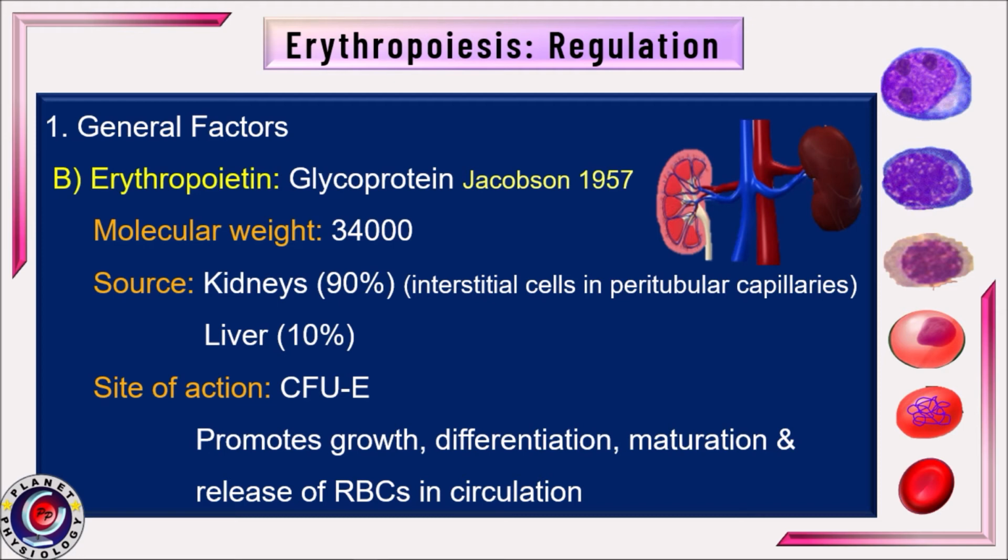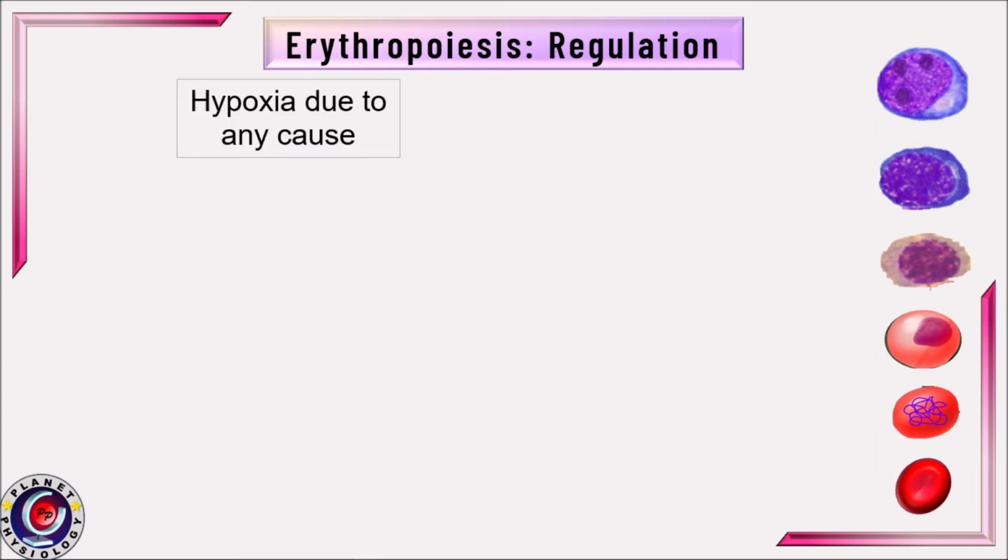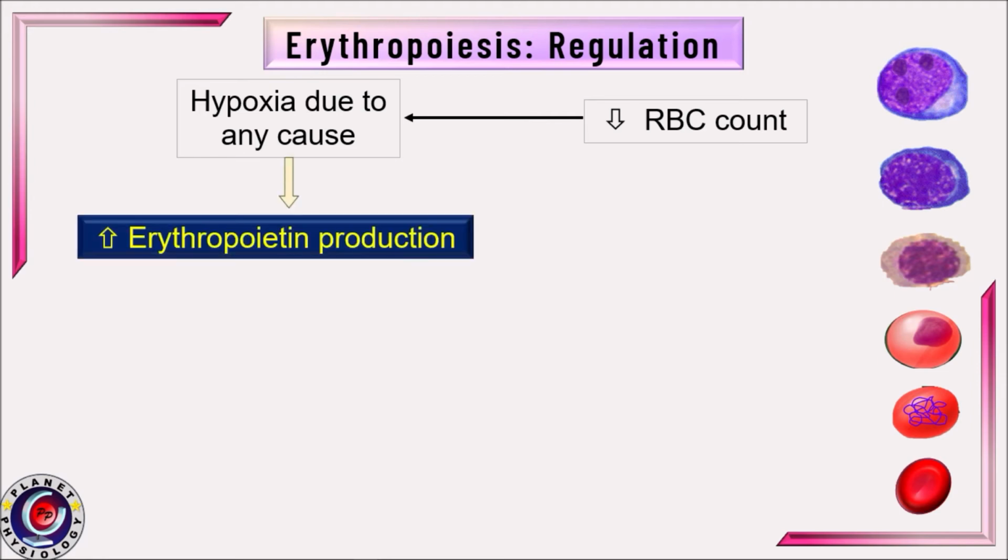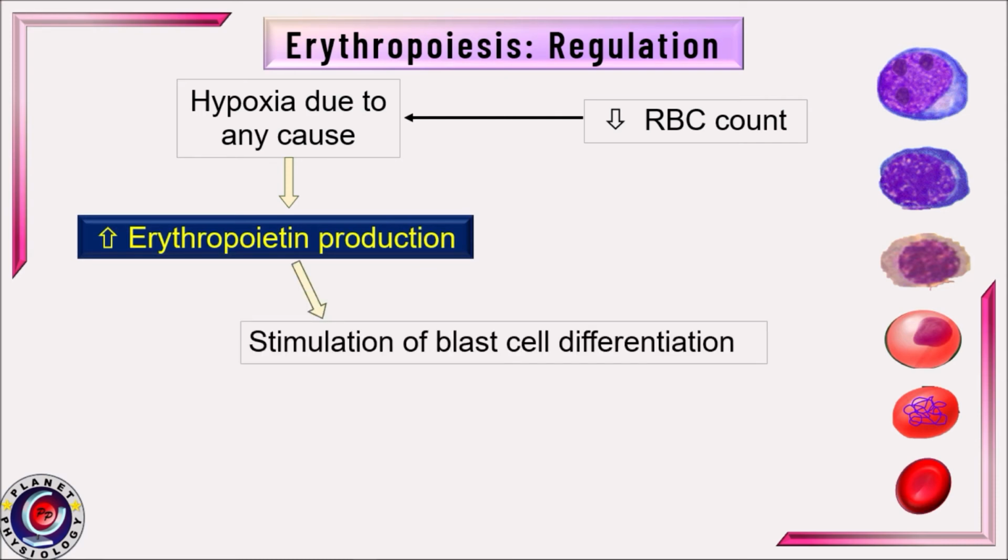This erythropoietin acts on colony forming unit erythrocytes and promotes their growth, differentiation, maturation as well as their release in circulation. Hypoxia due to any cause, like a decrease in RBC count, any cardiovascular or respiratory disease, or high altitude, will increase erythropoietin production, which will stimulate this precursor cell to differentiate, and as a result RBC production will be increased.